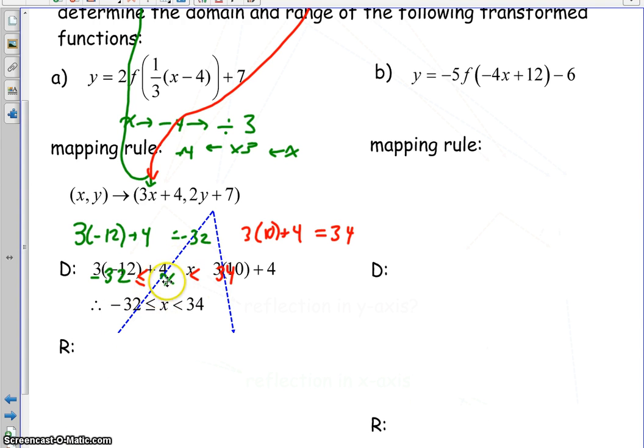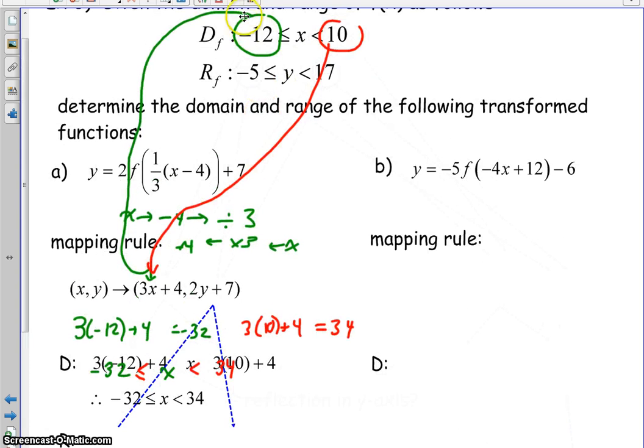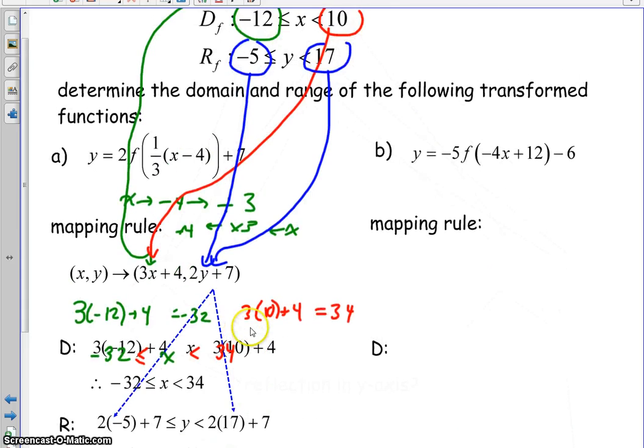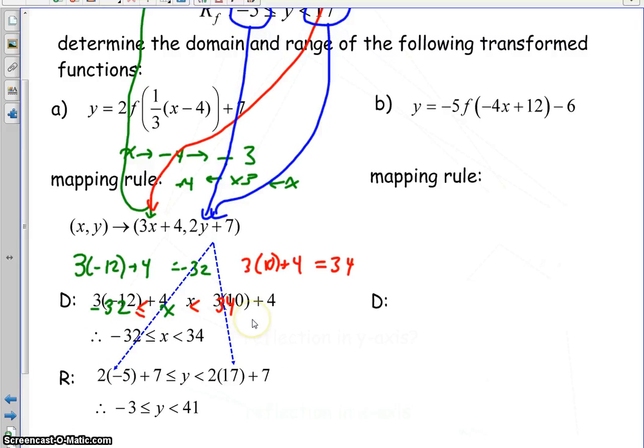Now, repeat this for y. Okay, same idea, except now you're putting in your boundaries for y. So negative 5 goes into the mapping rule for y, and then 17 goes into the mapping rule for y. Okay, I'll let you do some quick math there, and hopefully you discover that you wind up with negative 3 is less than or equal to y is less than 41. And again, you'll notice here that there's no change in direction of the signs because, again, you did not multiply or divide by a negative.